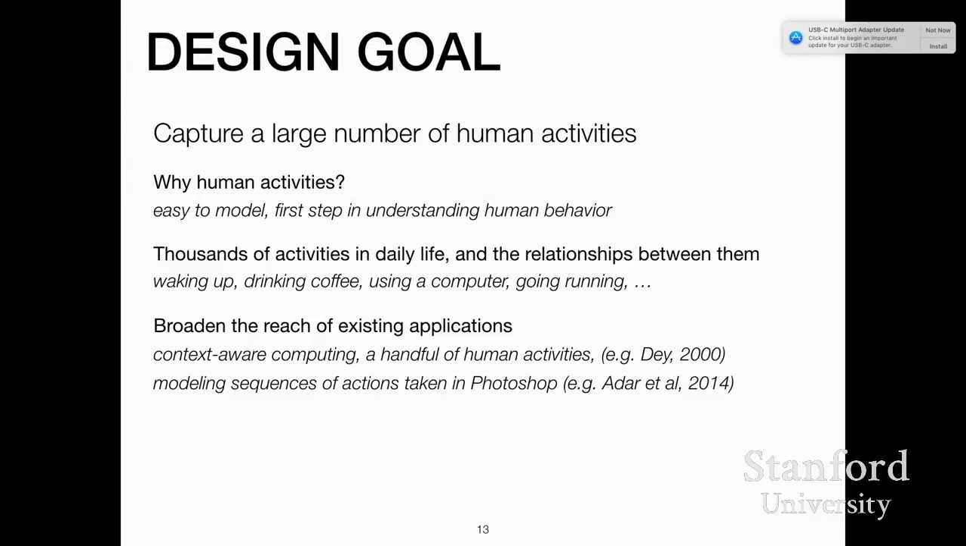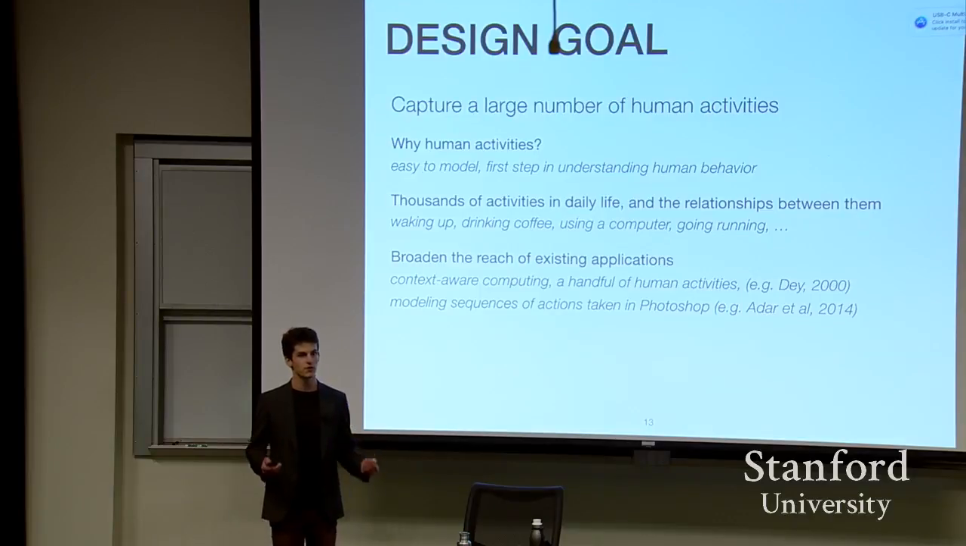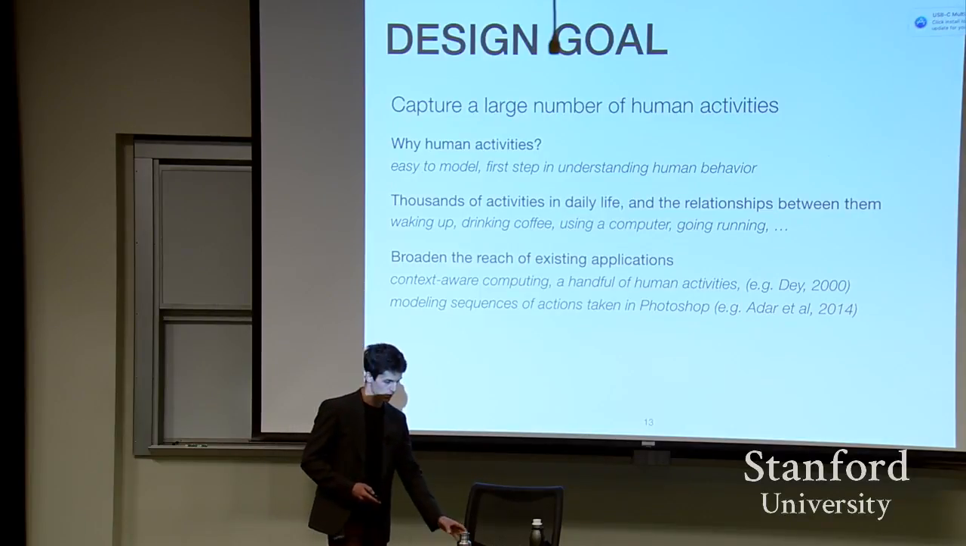It's important to note that this is broadening out the reach of existing work, for example in context-aware computing, where people do a good job of modeling a handful of activities. Or similarly, work that looks at modeling a large number of activities, but within a narrow domain. For example, modeling sequences of commands in Photoshop to predict what kind of command someone might want to execute next. So we want to expand these ideas to encompass the full breadth of human life.